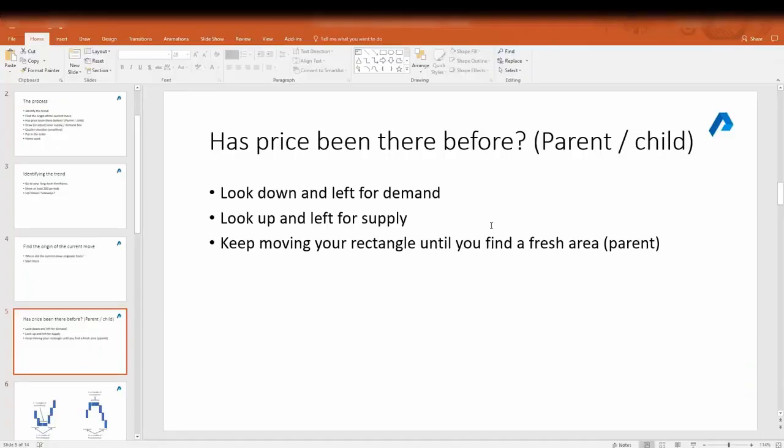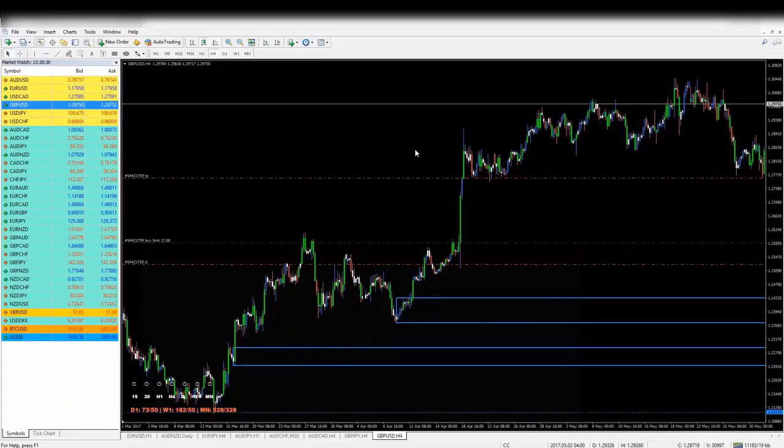And so you keep moving the rectangle until you've found your area. Is that pretty clear? Shall I do another example maybe?